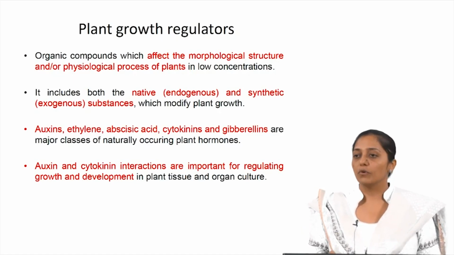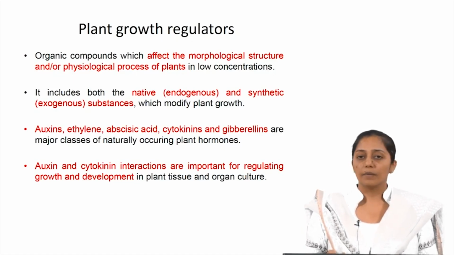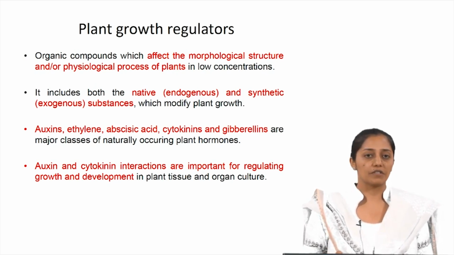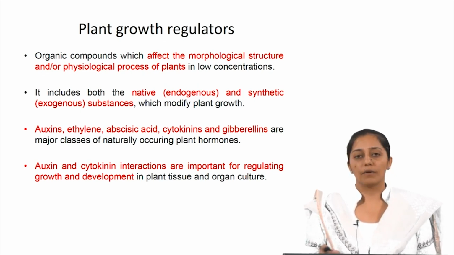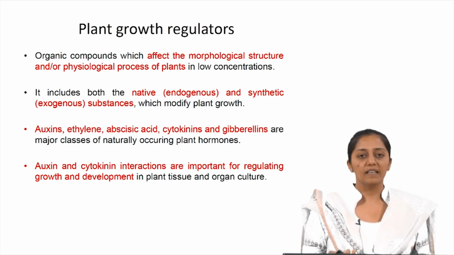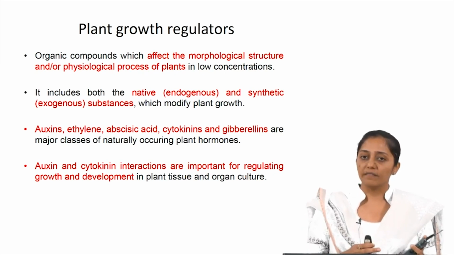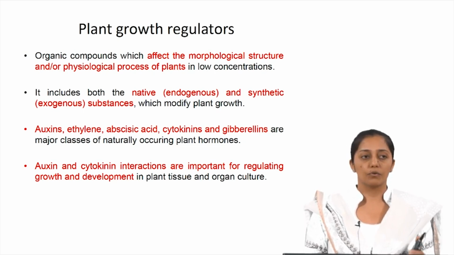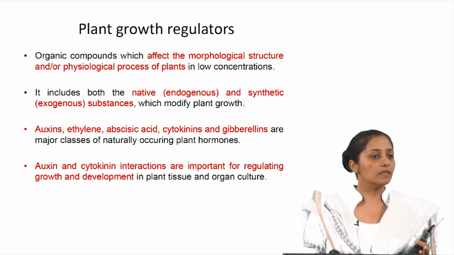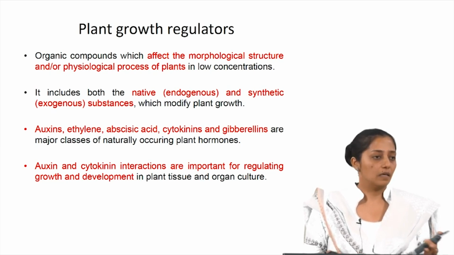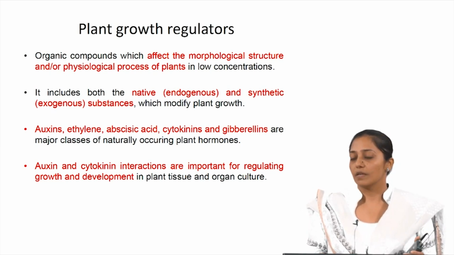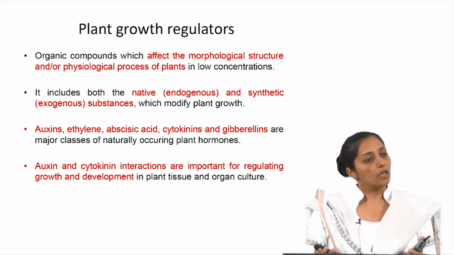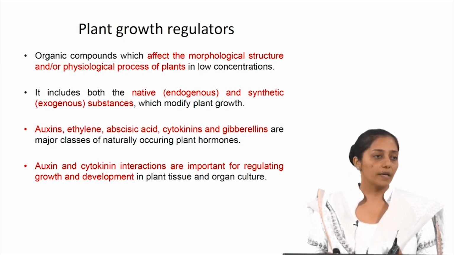So now let's talk about plant growth regulators. Organic compounds which affect the morphological structure and physiological process in plants in very low concentrations, they form the plant growth regulators. So as I said, these plant growth regulators can be native, can be synthetic, which means exogenously added, which can modify the plant growth. When they are native or endogenous, they are called plant hormones, and the rest are called growth regulators. Some of these signaling molecules are also termed plant growth regulators.